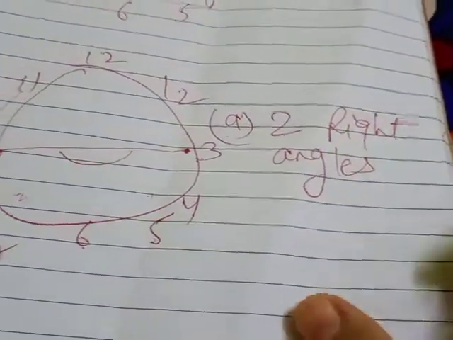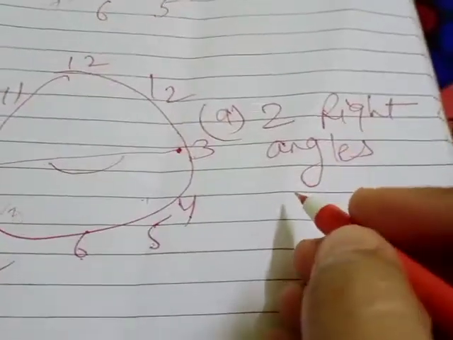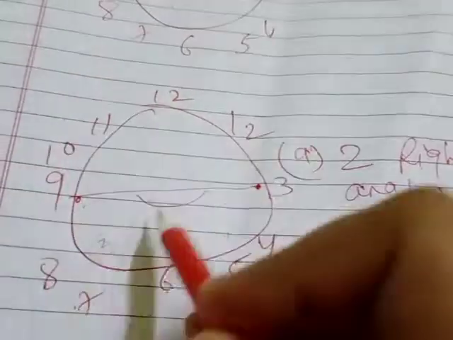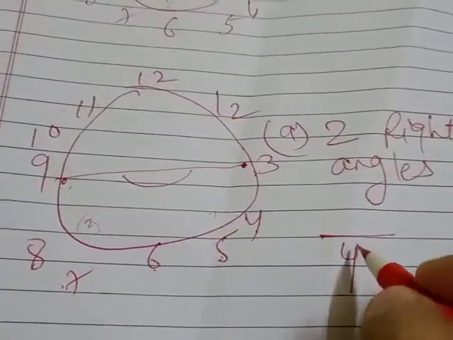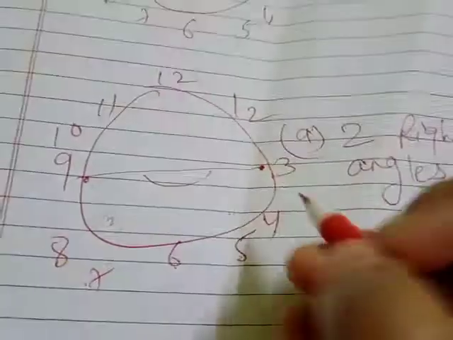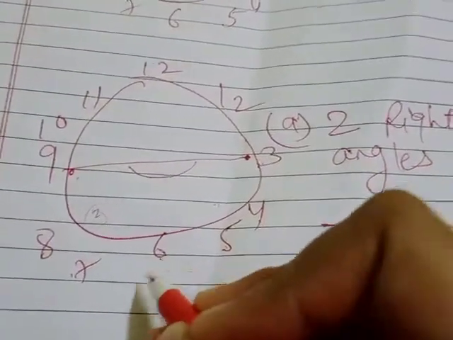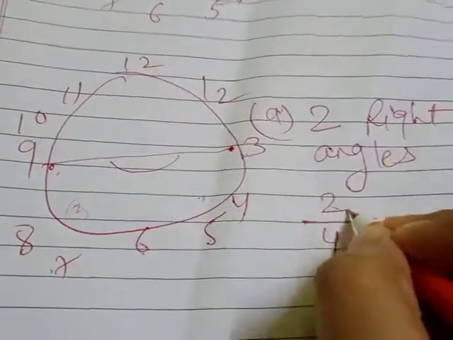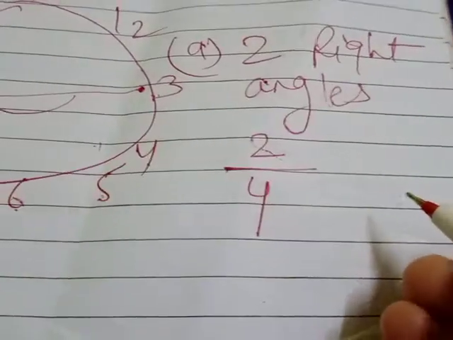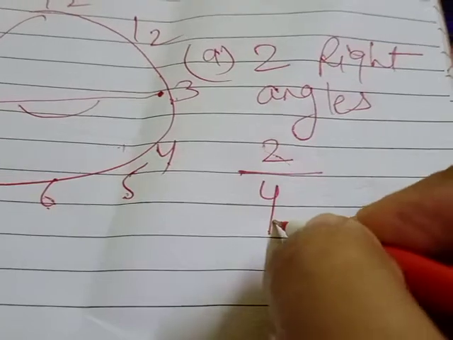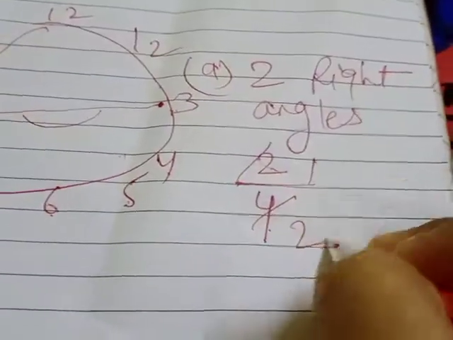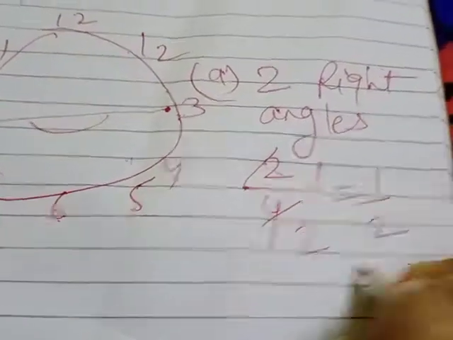Okay, 2 right angles. In your question it is written what fraction. We have 4 in total, and out of 4 we are going 2 times: one from 3 to 6 and then 6 to 9. So 2 upon 4 is your fraction, and it can be reduced to the lowest term, 1 by 2. So the answer will be 1 by 2.